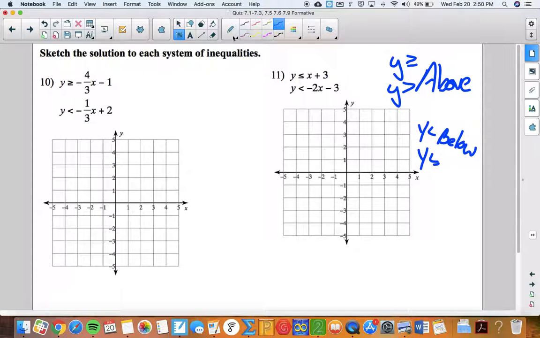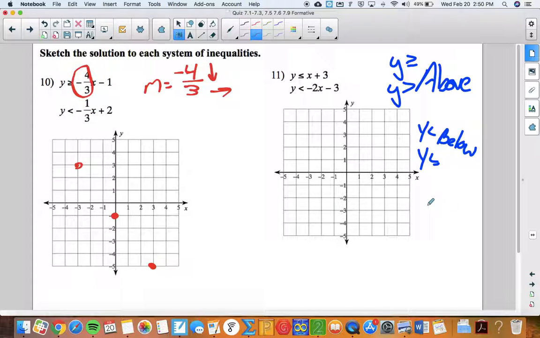Alrighty, so number 10. The y-intercept for the top equation is -1. Careful, the slope here is -4/3. I like to put the negative sign up top, but that's not wrong the way they did it. But now I know that I'm going down 4 and right 3. Down 4, right 3. And then I can reverse it, go up 4, left 3. See how those 3 dots line up?